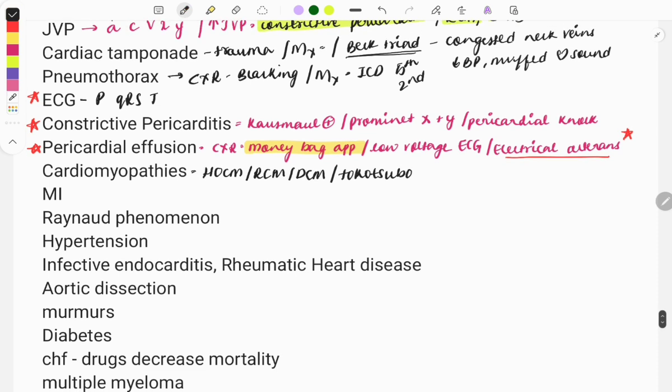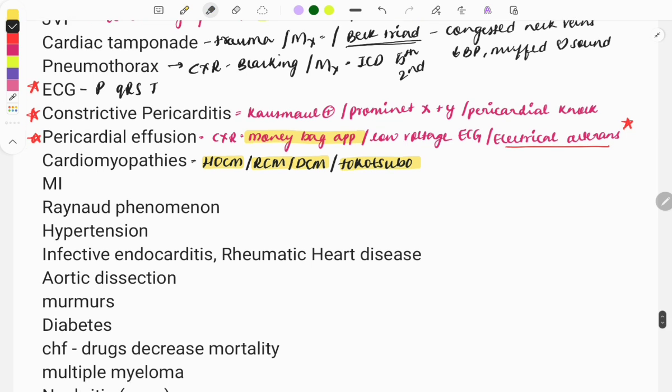So these are certain types of cardiomyopathy: hypertrophic obstructive cardiomyopathy, restrictive cardiomyopathy, dilated, and Takotsubo. You need to know the features of these. Like in HOCM, there is concentric hypertrophy, due to which there will be an increase in the size of the left ventricle, and the cavity will look like a banana shape. Then you can see pulsus bisferiens in this.